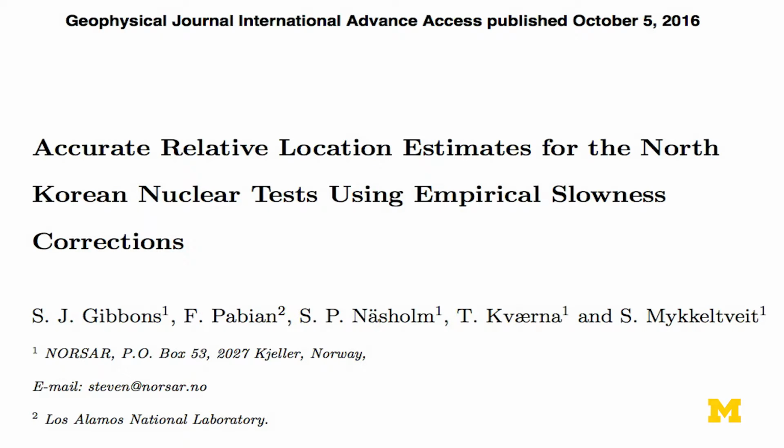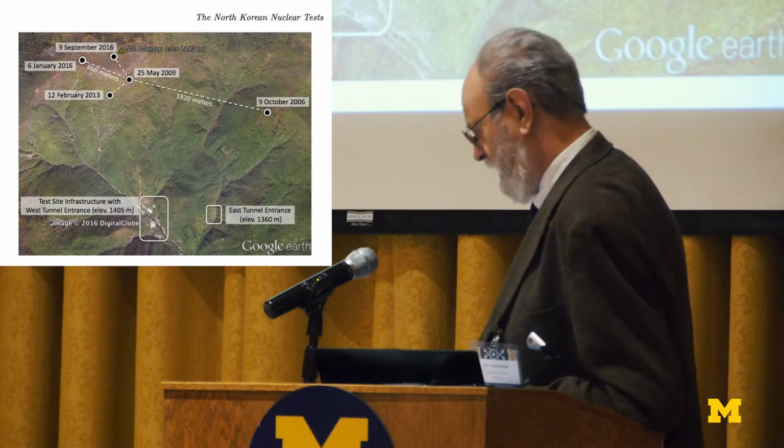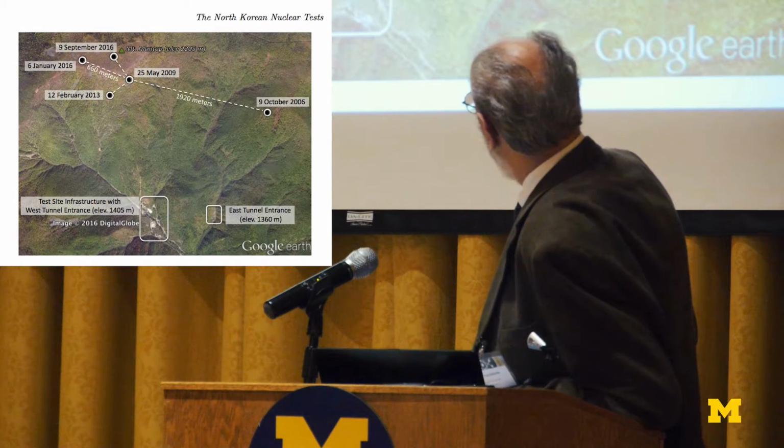A few weeks later, I think about 2 or 3 weeks later, I received the notice of a preprint from Geophysical Journal International from a group in Norway, and also with a contributor from Los Alamos, Frank Pabian, essentially just that same diagram, in which the paper had been written just from the first 4 tests, but they were able to do the analysis of the 5th test and get it into the online version of their just published paper, and it's the same diagram.